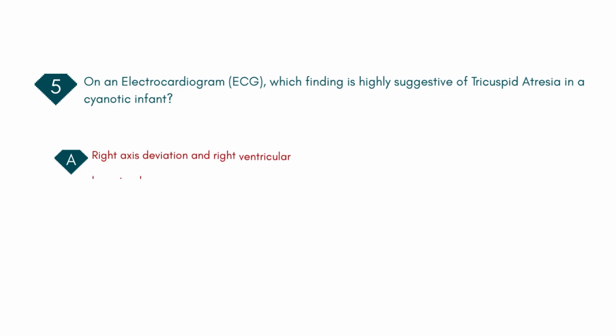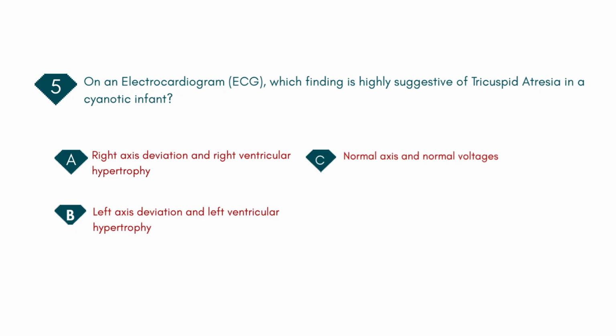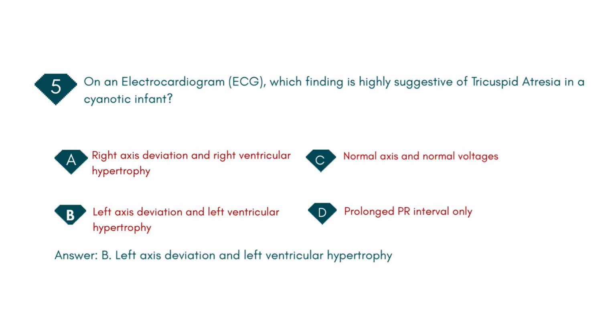On an electrocardiogram (ECG), which finding is highly suggestive of tricuspid atresia in a cyanotic infant? A. Right axis deviation and right ventricular hypertrophy. B. Left axis deviation and left ventricular hypertrophy. C. Normal axis and normal voltages. D. Prolonged PR interval only. Answer B. Left axis deviation and left ventricular hypertrophy.